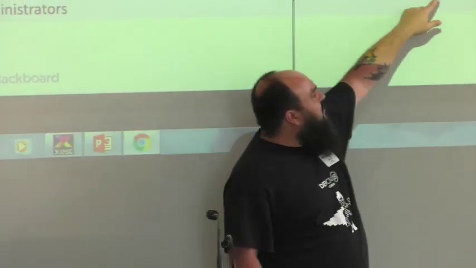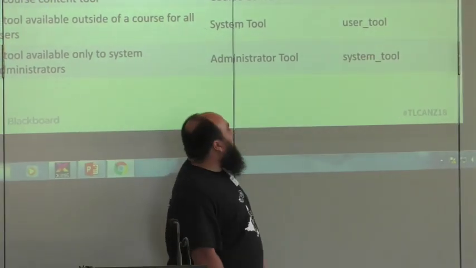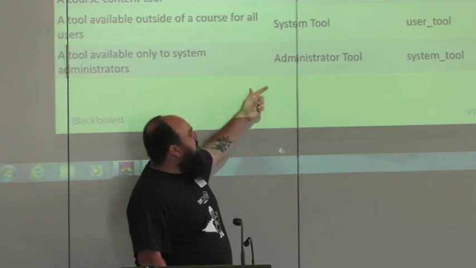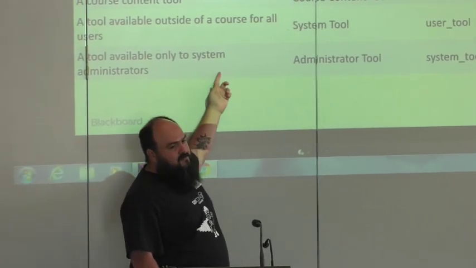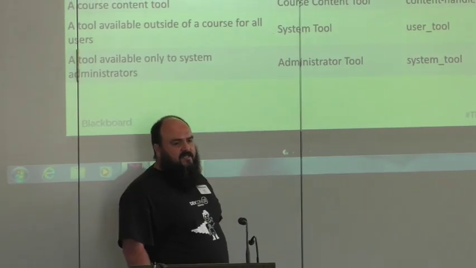So if you map it to a building block link type, it's actually a user tool, so it would show up in the tool panel. If you want it to show up on the administrator page, then you would add the admin tool. As I mentioned, all of this is available on the community site.